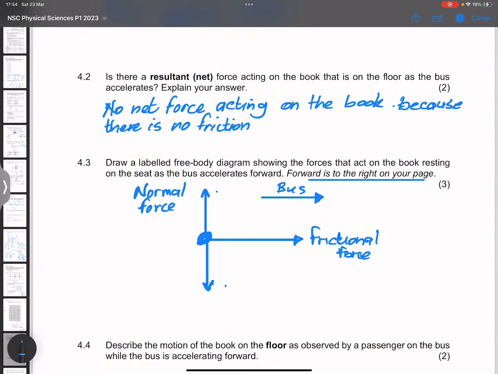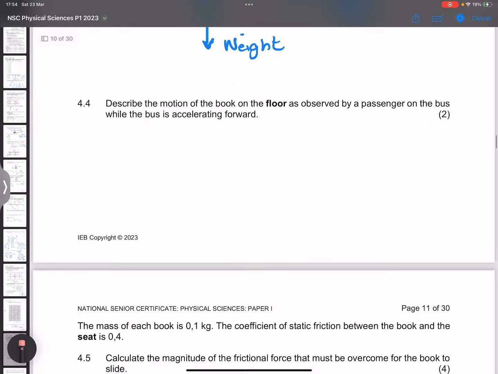So this would be the gravitational force, or we can just simply say the weight of the object. Okay, right, now let's go on to the next question. They say to us, describe the motion of the book on the floor as observed by a passenger on the bus, while the bus is accelerating forward. Now, as I said to you, as the bus moves forward towards the right, the book would actually move to the left.